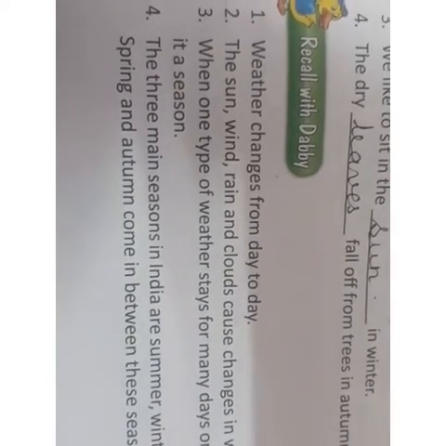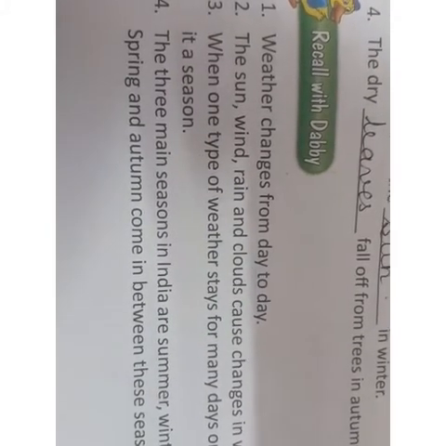So basically what we studied in this lesson is what is weather, which changes from day to day, and when the same weather continues for a longer period of time, it becomes a season. There are 3 main seasons, summer, winter and rainy, and the other 2 seasons, that is the spring and the autumn, come in between. So in total there are 5 types of seasons.